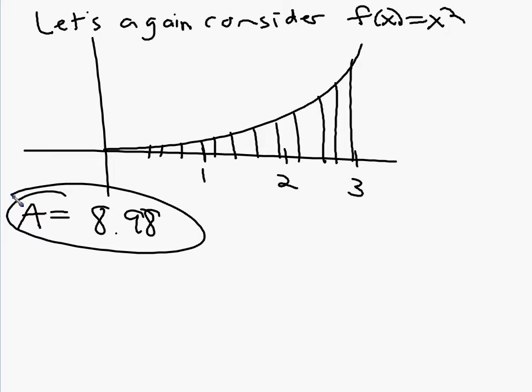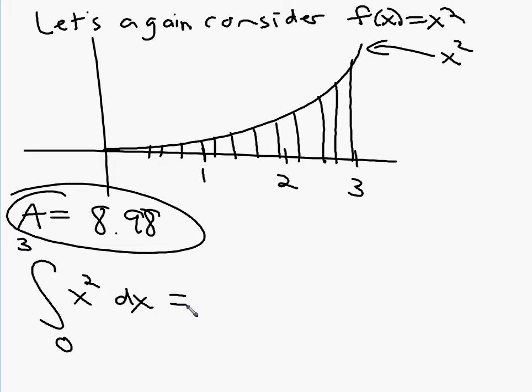I'm going to give you a little clue for how this can work with an antiderivative. If I wanted to do the integral from 0 to 3 of x squared dx, remember, this is x squared. Okay? Well, we go backwards and we find the antiderivative of it. The antiderivative of this is 1/3 x cubed.